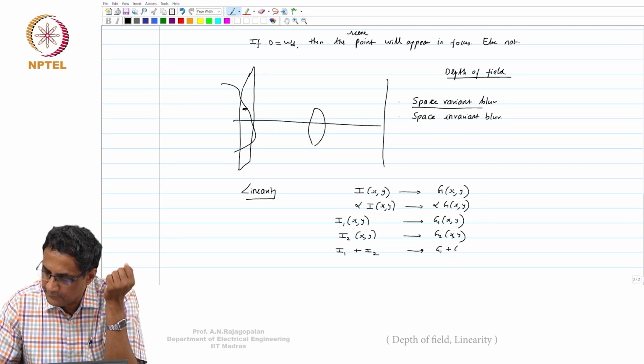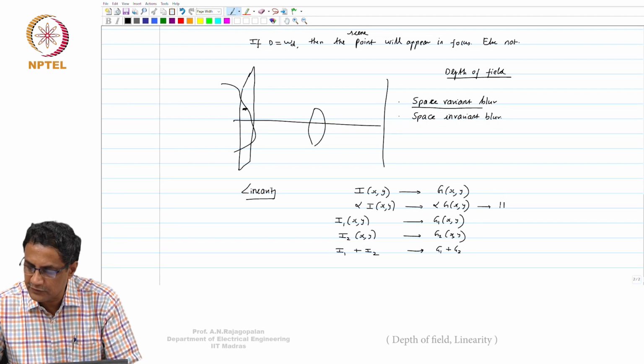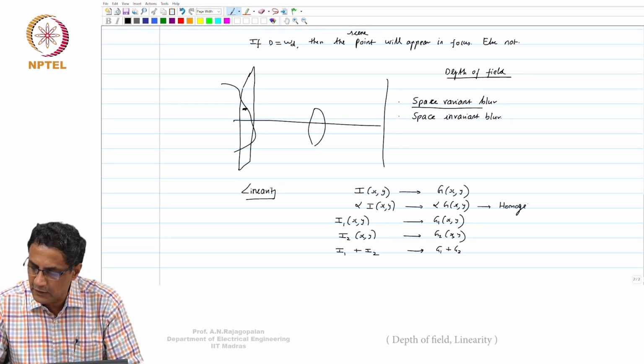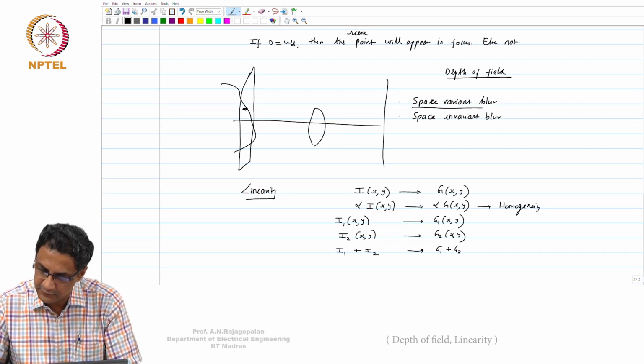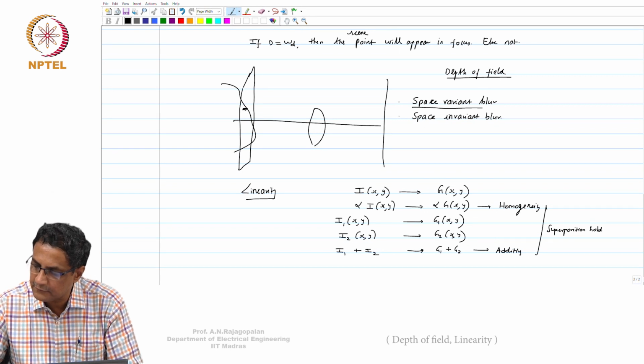One of them is called the homogeneity property, as you all know. The other is called additivity. When these two are satisfied together, then we say that superposition holds, which means that you have a linear system.